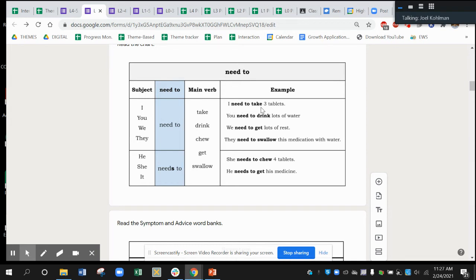I need to take 3 tablets. You need to drink lots of water. We need to get lots of rest. They need to swallow this medication with water. So when we get to he, she, it, we need to change. So she needs to chew 4 tablets. He needs to get his medicine.